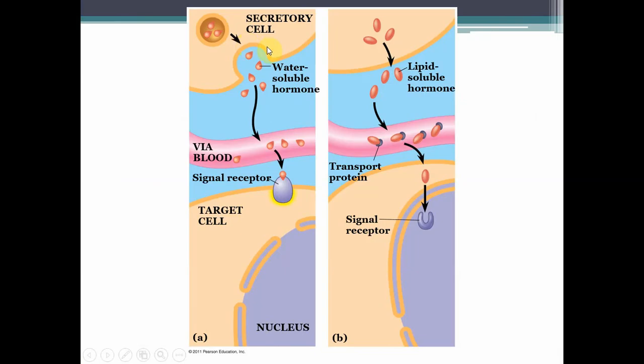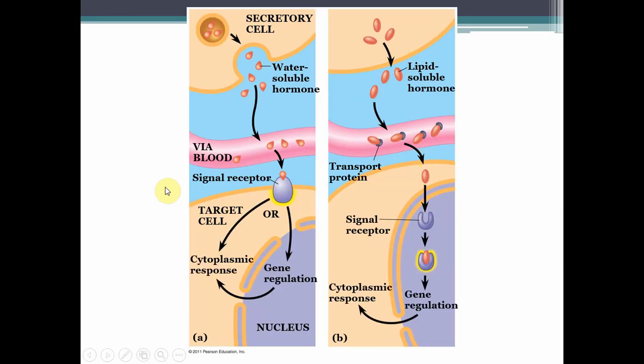These are the water soluble hormones. They are secreted by exocytosis. They enter the bloodstream and travel through the blood to the signal receptors, attach to the receptors, and cause the response. On the other hand, lipid soluble hormones are secreted into the blood, attached to the transport protein, and carried to the cell. They pass through the cell membrane and attach to the receptor which is inside the cell. That causes gene regulation responses, whichever the hormone and the tissue have.